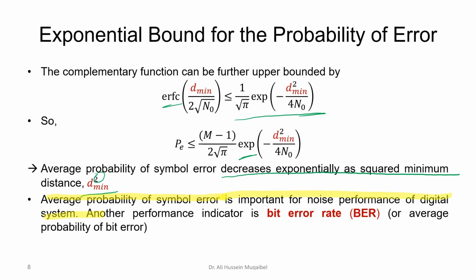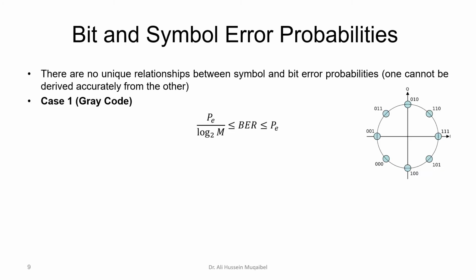Another important measure is what we call the bit error rate, or average probability of bit error. We want the average probability of bit error, not the symbol rate. Bit error rate versus symbol error rate, or symbol error probability. In the following, we look at the relation between the bit error and the symbol error rate. In fact, there is no unique relation between them, but we can do some approximations.